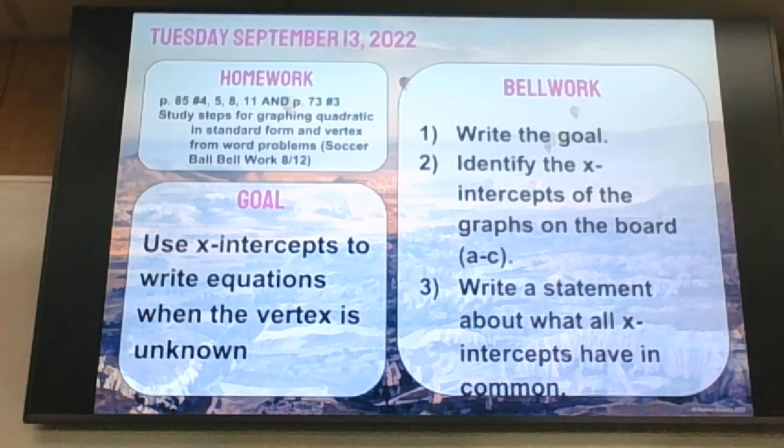All right. So your goal is to look at those graphs on the board and identify the x-intercepts, and then to make a statement about what all x-intercepts have in common. So if you have things to discuss amongst yourselves about what the x-intercepts are, you can.